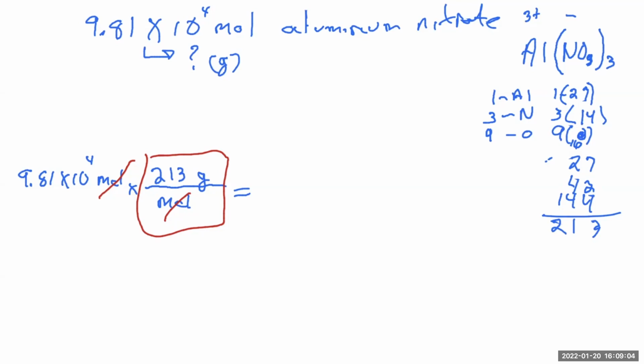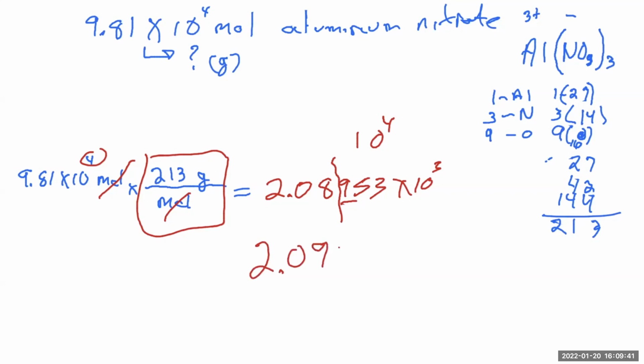So we take 9.81 times 213. It's going to equal 2.08953 times 10 to the third. And then we're going to use our exponent here. This is going to be times 10 to the fourth. And we're getting 3 significant digits. So we're good to here. So it rounds up. So our total answer is going to be 2.09 times 10 to the 7th grams.